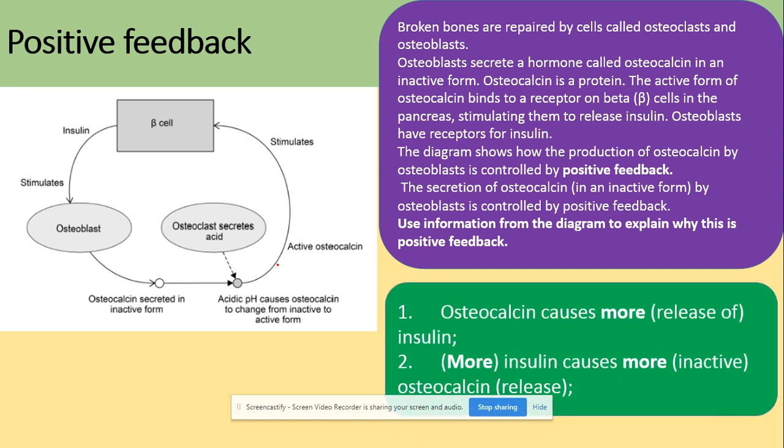From the diagram, you can see that osteocalcin causes more insulin to be produced, and insulin causes more osteocalcin as well. So as you can see, it's a cycle. If insulin is produced, it stimulates the production of the cells which will be secreted in the inactive form. But then it will become active, because we need to stimulate B cells, and the whole cycle keeps going on.